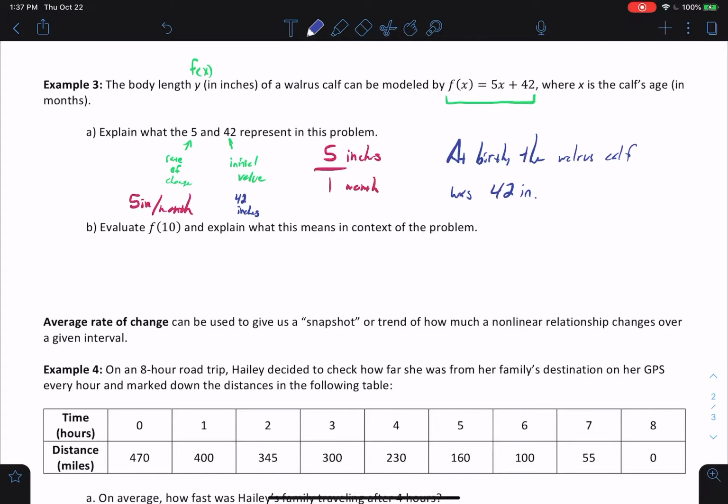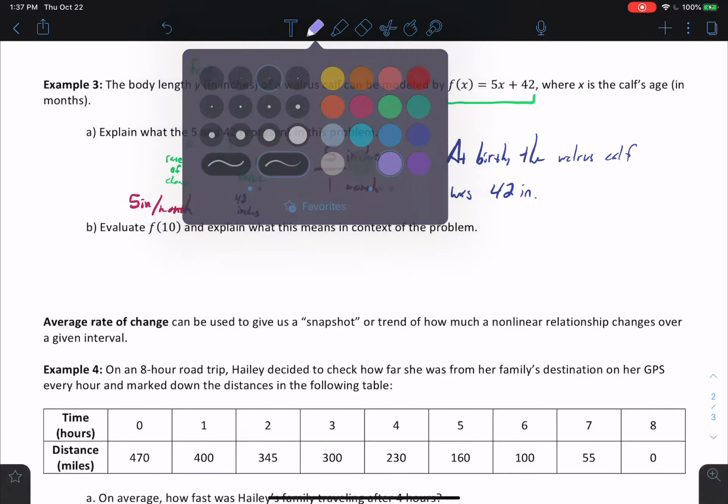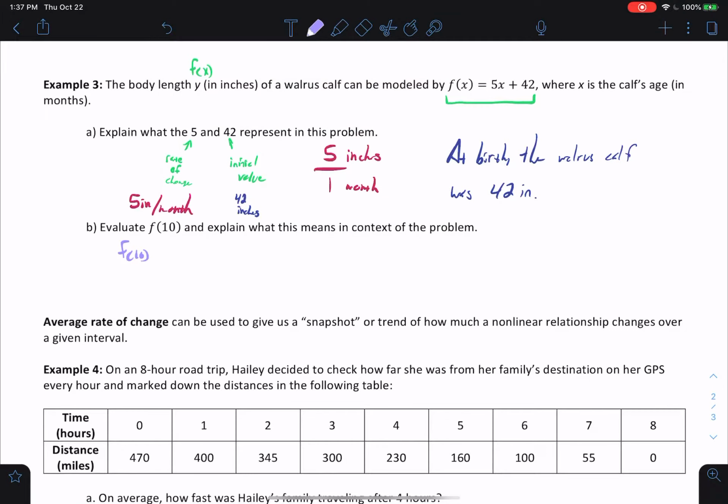So evaluate f of 10. So f of 10, which means x is being replaced by 10, every time I see an x, plug in 10. So 5 times 10 is 50. 50 plus 42 is 92. So 10 is equal to x, and f of 10 is equal to 92.